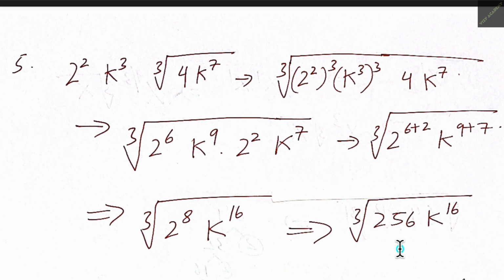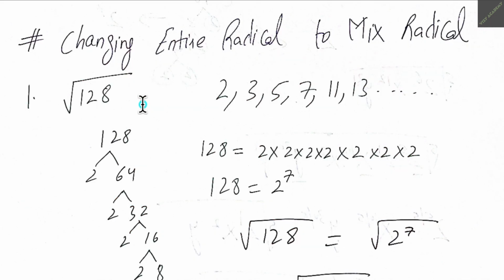So cube root of 256 times k 16. Now if the entire radical is given, we will be changing it to mixed radical. Say we have to find square root of 128 and change it to mixed radical. So first of all, we will be using what we call prime factorization.